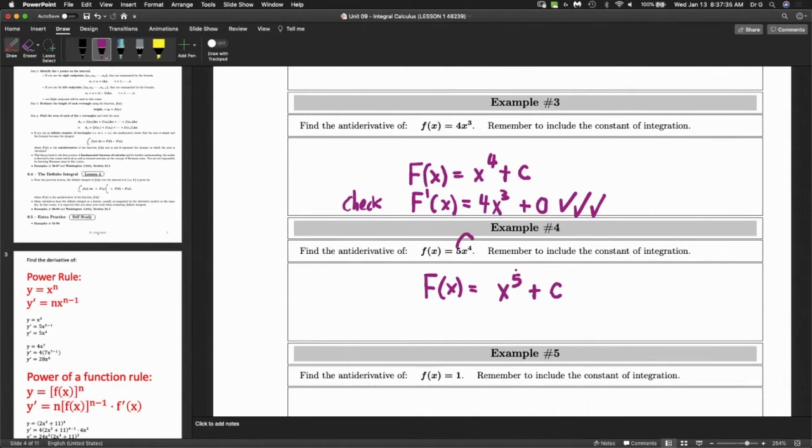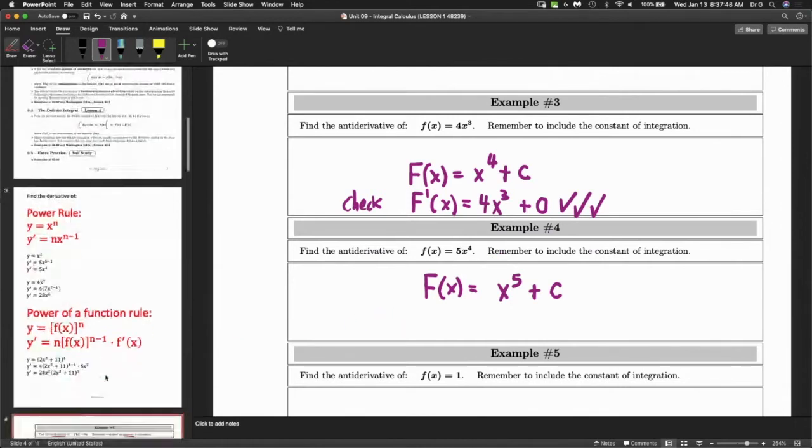And if you're not sure why, remember that when you bring the 5 down, when you take the derivative, that's where this 5 comes from. I really appreciate everybody's participation here. Looking good, everybody.